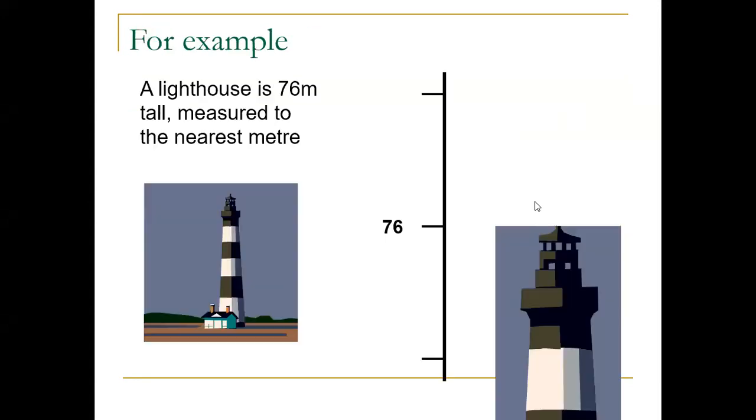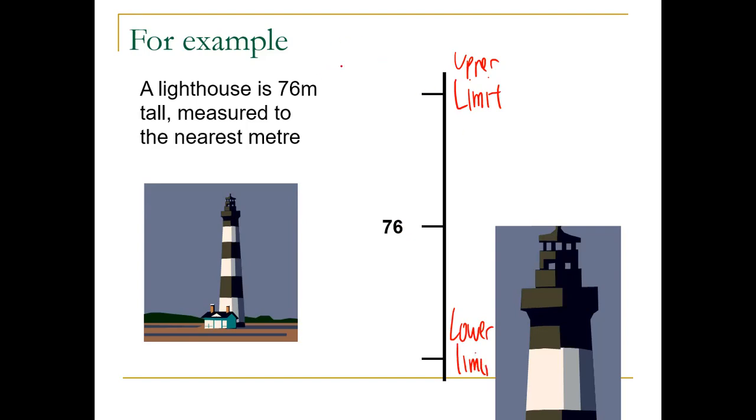Now, a lighthouse is 76 meters tall, measured to the nearest meter. Is it really 76 meters? Can you be 100% confident that the lighthouse is 76 meters high? No. It can be above or below 76 meters. So this is called the limits of accuracy. This is the upper limit. It can be in between 76 above or 76 below. This is the lower limit.